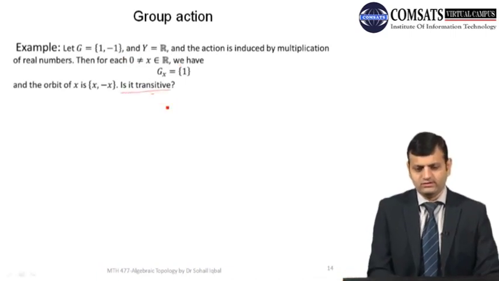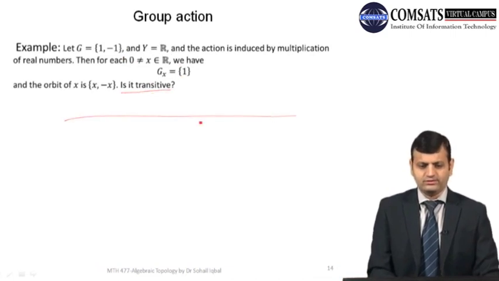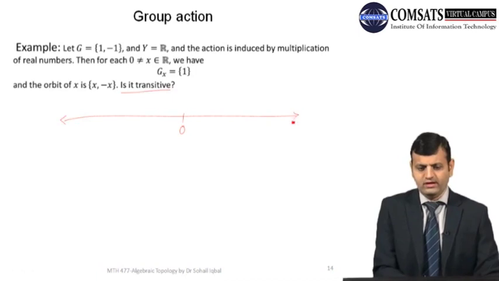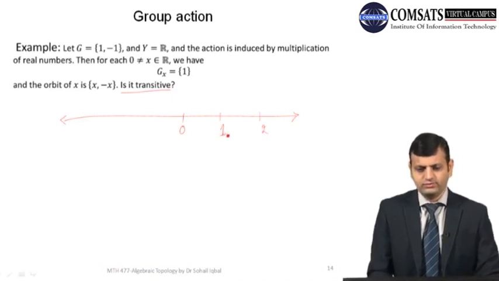So we also discussed this other action. So let's see if this action is transitive or not. Okay, so we are acting this group C2 on the real line. Now the question is, is there an element of the group taking 1 to 2? Okay, so let's apply all the elements of the group on 1 and let's see if we will get 2, because if there is some element of the group which will take 1 to 2, then it will be from this set {1, minus 1}.